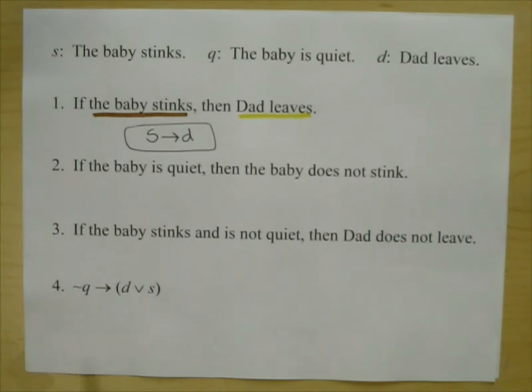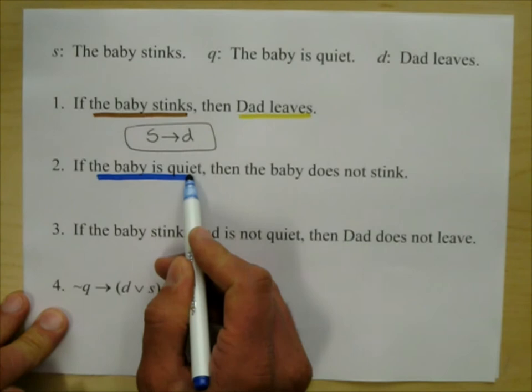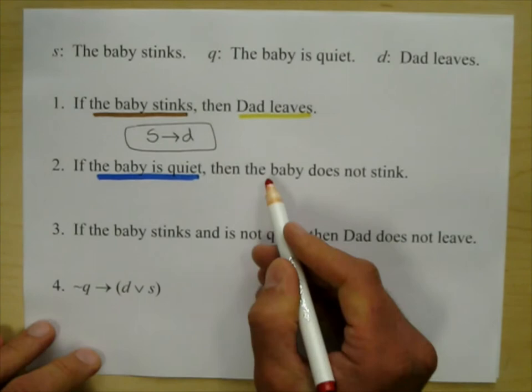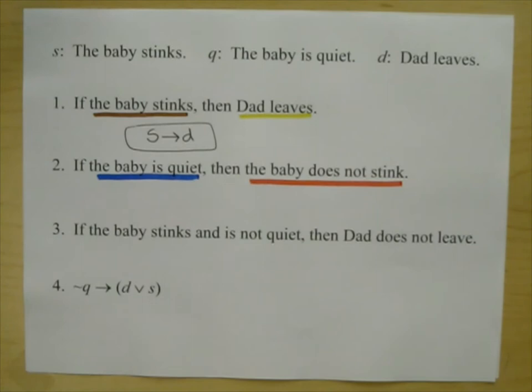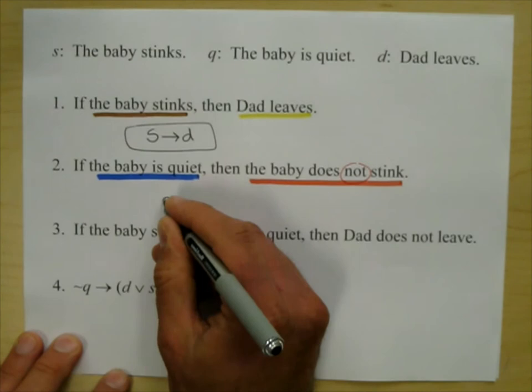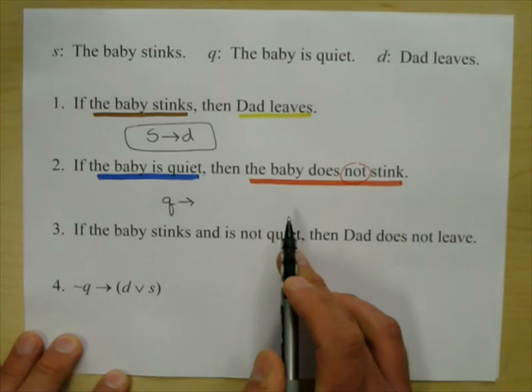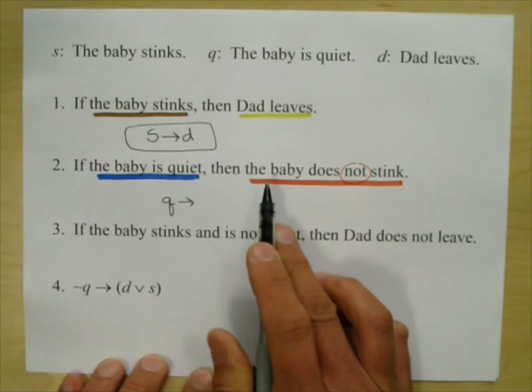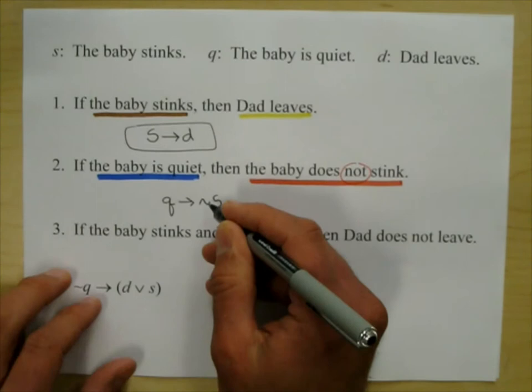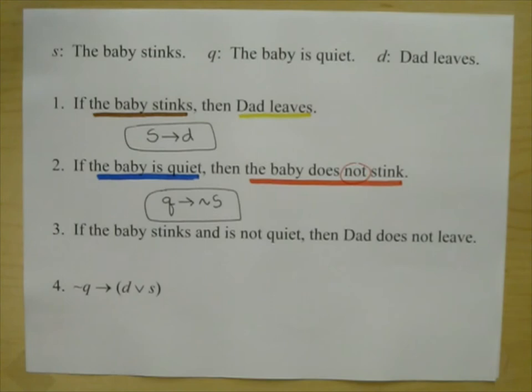If the baby is quiet, then the baby does not stink. Note the word not. Okay, so let's write the symbol for the baby is quiet. The baby is quiet is Q. Then the baby does not stink. So the baby stinks is S. The baby does not stink is not S. So there's the answer to problem number two. So it's going to start off pretty simple when you're doing your homework. It will get a little bit more complicated, but just listen to this lecture and you'll be able to do your homework.